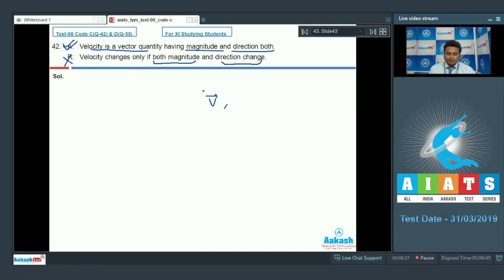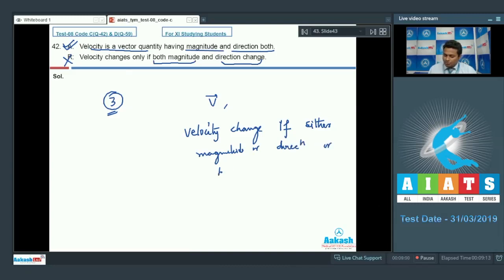Assertion is correct, so we will go with option number 3 and we can say that velocity changes if either magnitude or direction or both change. Now let us move on to the next question, that is question number 43.